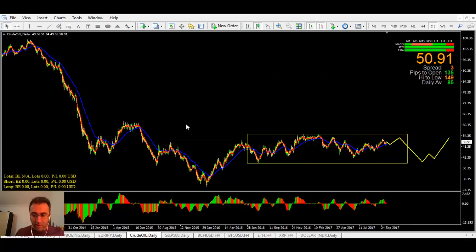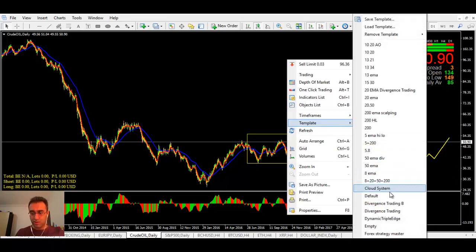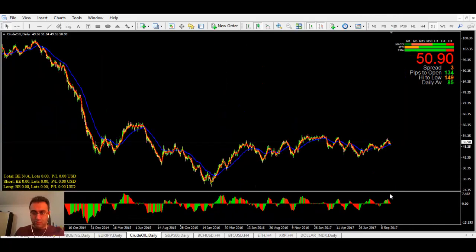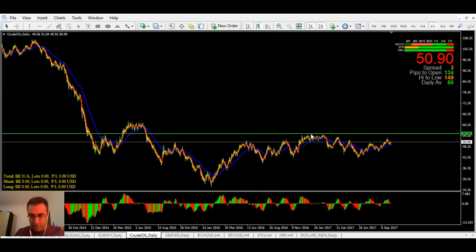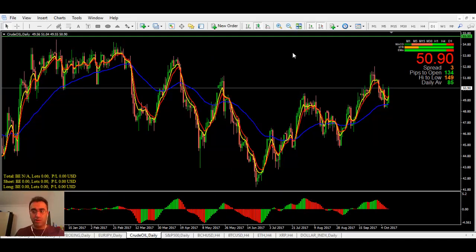Now we have targets. Of course we have targets. We are trading this to make money, right? So let's clean the charts and go to our default template. One of the best first targets is this high range, 55.50. The second target is going to be 62.40. If you want to trade short term, you've got short-term targets at this high.